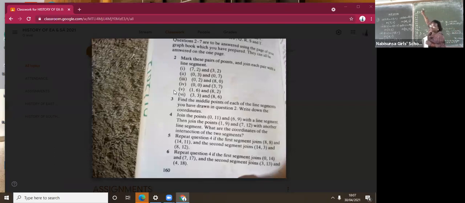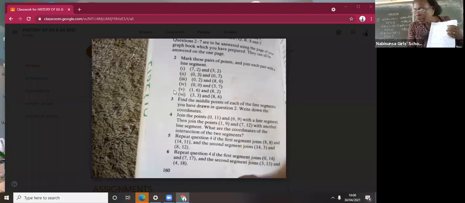I can't have the 18 which was there. When you look at number 4, are you there? Somebody to read for us. Number 4. Join the point 0, 6 with a line segment. Then join the point 1, 9. What is your name? Aisha. So Aisha, can you read the number 4?